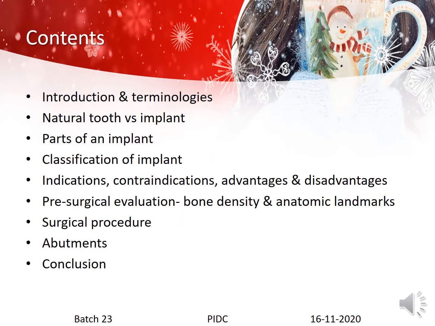Now coming on to the contents, we will be starting with introduction, going on with terminologies and the differentiation between natural tooth and implant. What are the main differences? What are the parts of an implant? How is implant classified according to various categories? What are the indications and contraindications of placing an implant? What are the advantages and disadvantages of placing them? Pre-surgical evaluation, which includes the bone density and the anatomic landmarks. And then we will be speaking about the surgical procedure. There are two surgical procedures, so we will be mainly concentrating on the two-stage surgical procedure here. And then we will be speaking a little about abutments, and then we will finish it with conclusion.